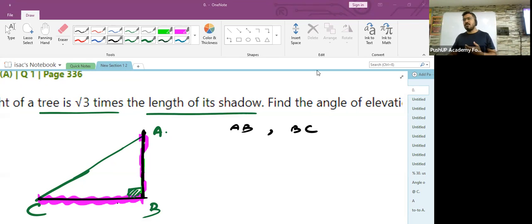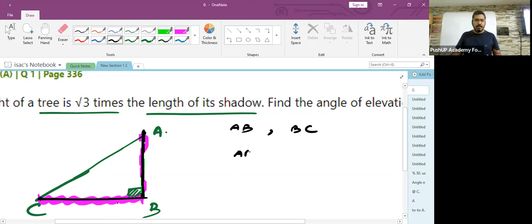Now they are asking us to form a relation between the height of the tree and the length of the shadow. And how does the relation have to be established? The height of a tree is root 3 times the length of its shadow. So I will start writing the equation here. The height of the tree, which is AB, is equal to root 3 times the length of its shadow, which is BC. Do you all agree with this? AB is equal to root 3 into BC.